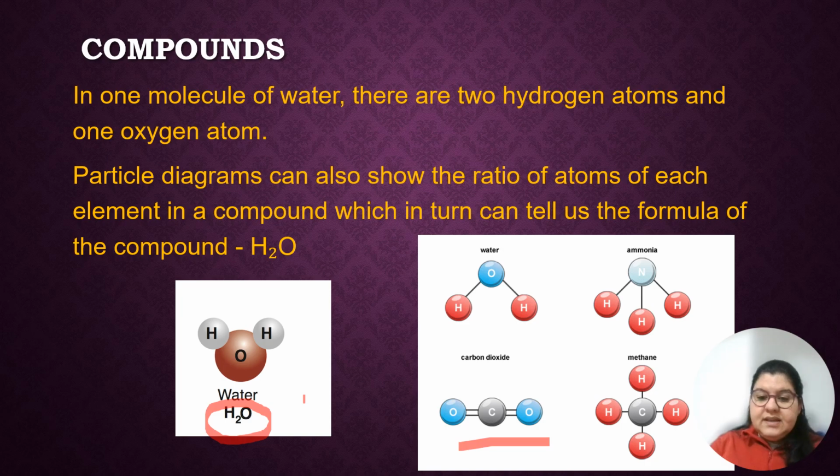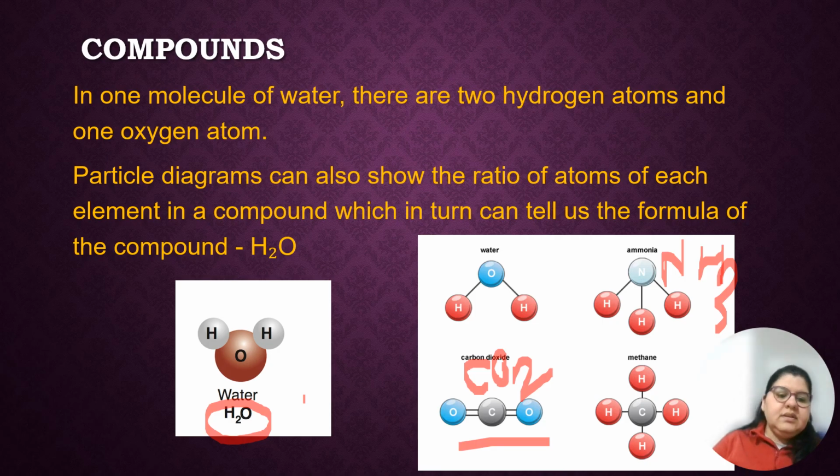Here we have carbon dioxide. Yes, so it has one carbon atom bonded with two oxygen atoms. So the formula becomes CO2. Good. Next, ammonia. Yes, NH3. And then you have methane, CH4. Very good.